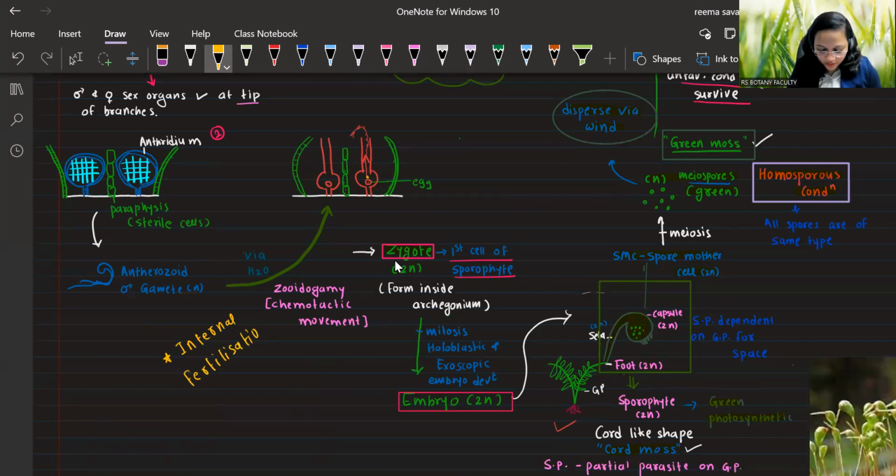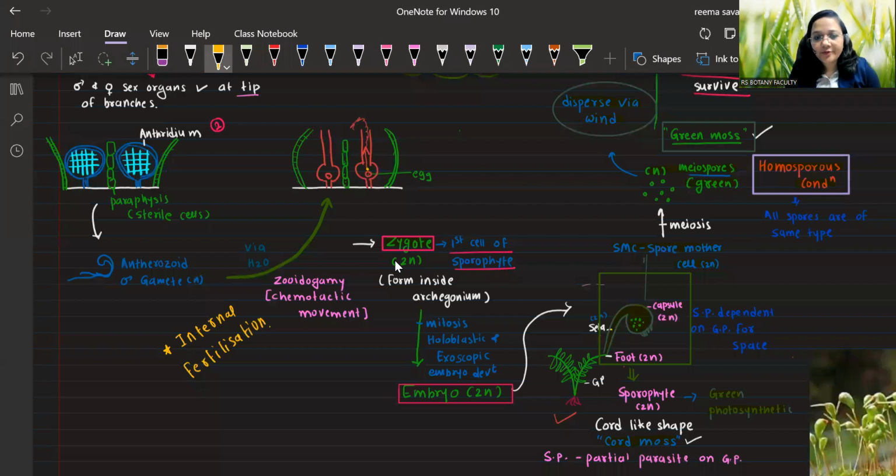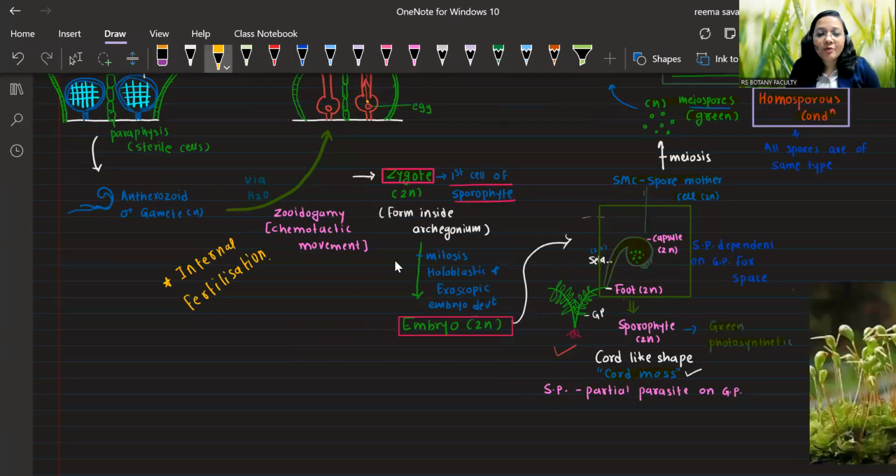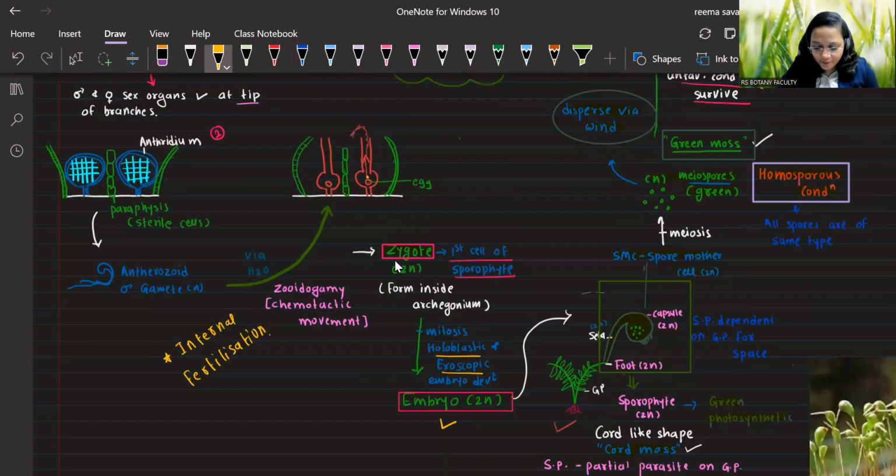Now, the zygote develops inside the venter of the archegonium, right? It is the first cell of the sporophyte, and by mitosis, it will develop into the embryo. And this embryogenesis is holoblastic and exoscopic. So what is holo? Holo means entire. The entire zygote will get converted into the embryo, so it is holoblastic. And what is exoscopic? Exo means outside. So this embryo will develop towards the mouth of the archegonium, right?